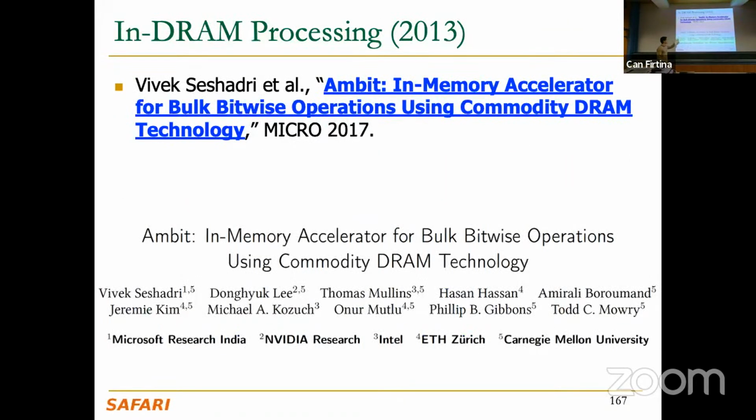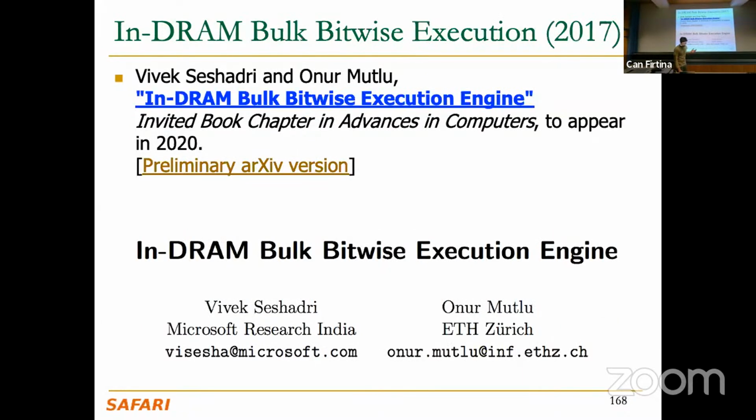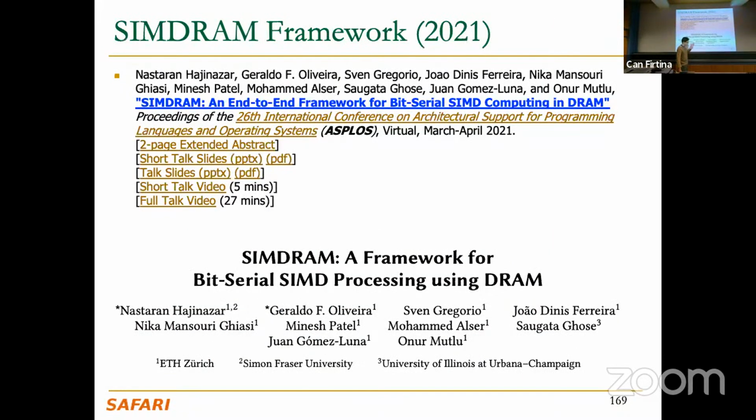This is the work I mentioned earlier from Vivek, presented in MICRO 2017. The basic idea of activating 3 rows at the same time to perform a majority operation is called Ambit. This is another version of that work, an extension we worked on and presented last year in DRAM. Let's say that Ambit proposes the basic idea: execute majority operations inside the DRAM subarray.